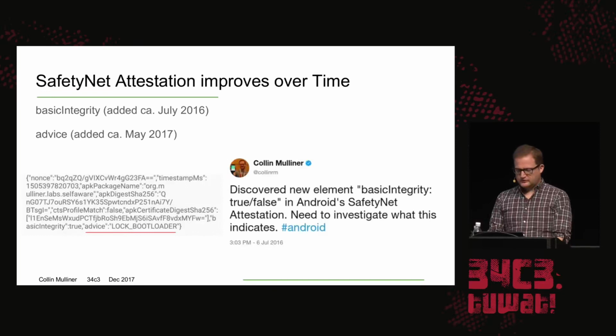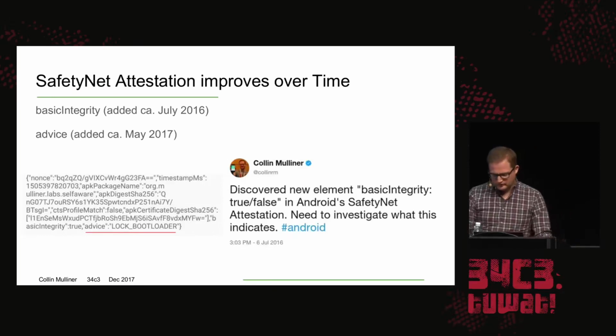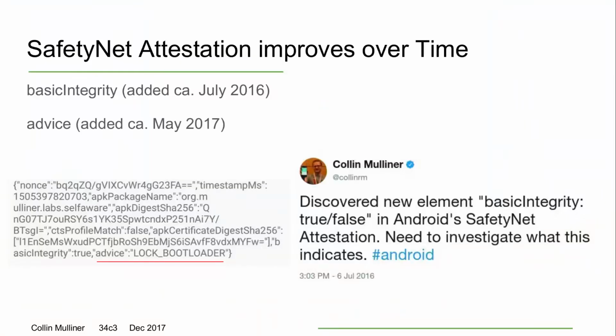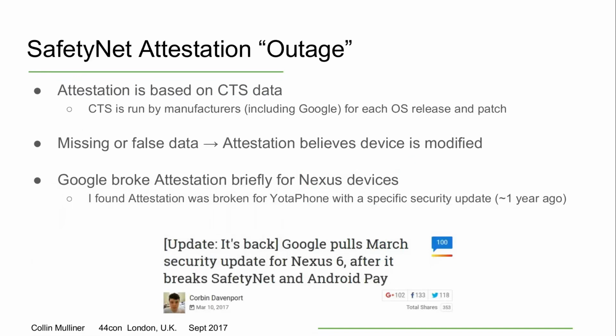So I made some observations over time. Basic integrity was July 2016. Suddenly I found this, and I was like, hey, does anybody know, because this is not really documented. And then again in, I guess, May this year, they added this advice field that will tell you about your bootloader, or please refresh your device because we determined your device was tampered. So that was kind of interesting. Now there's also a mailing list where you can subscribe, and they will tell you about new features, but the website is still not updated in a timely way at all.